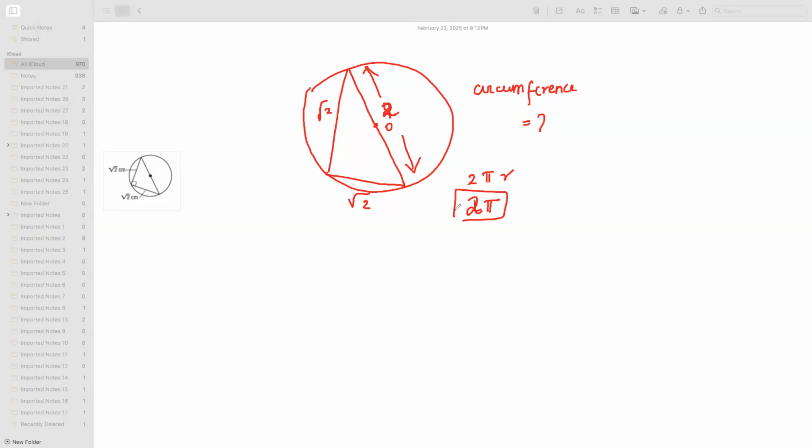Wait, so the diameter, I thought the radius formed one side of the right triangle. I'm sorry, no. Diameter forms the hypotenuse. Okay, I thought it was the radius. No problem. I think you got it.